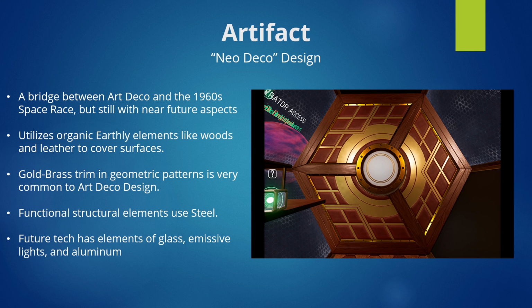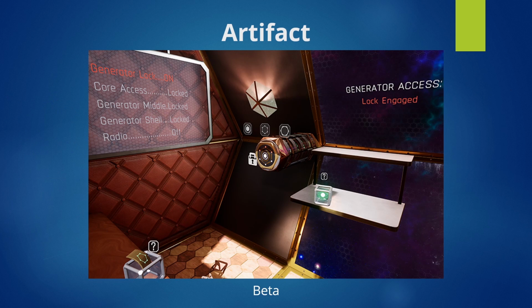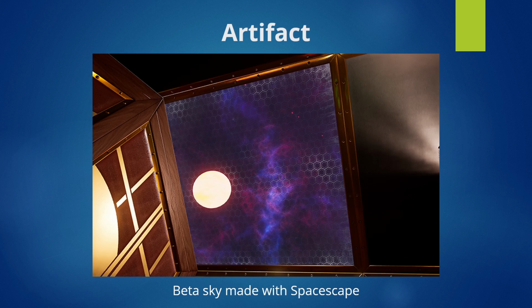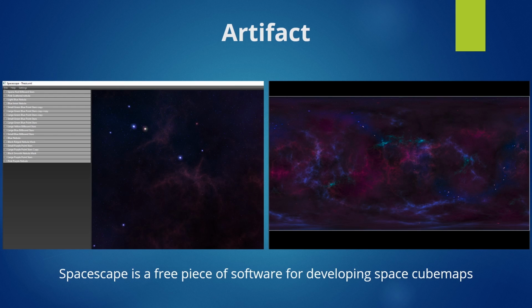It utilizes earthly elements like woods and leathers to cover surfaces. There's gold brass trim in geometric patterns, which is very common in the Art Deco design movement. Functional structural elements still use steel, and future tech has elements of glass, emissive lights, and aluminum. And by beta, this is how my scene looked. I also improved my sky by using a free piece of software called Spacescape. Spacescape is a free piece of software for developing generative space cube maps.